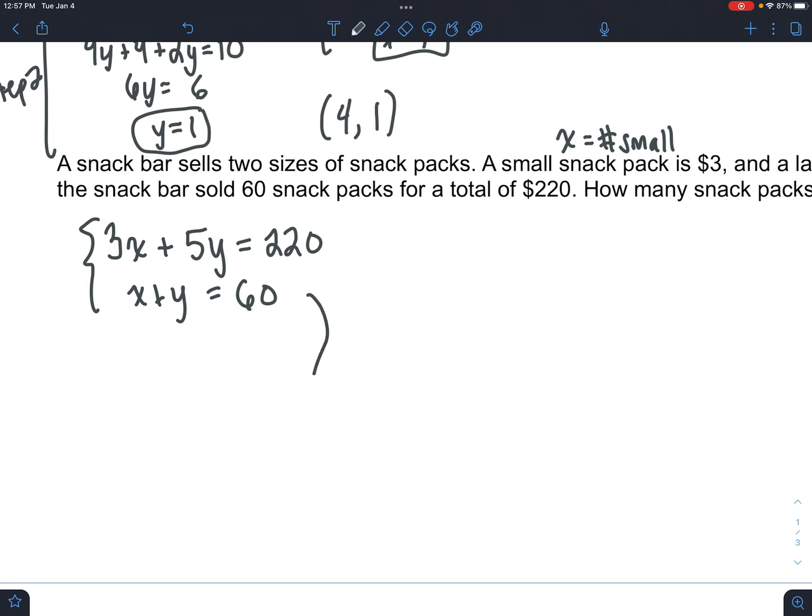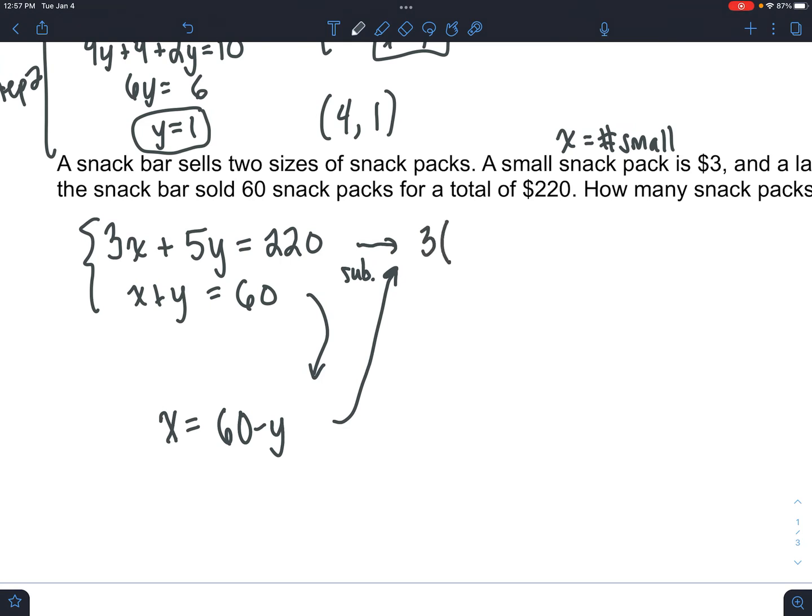The first step is to isolate for either x or y. So I'll just go ahead and subtract y, get x by itself. And then I'm going to take this equation and this one. This is my substitute step.